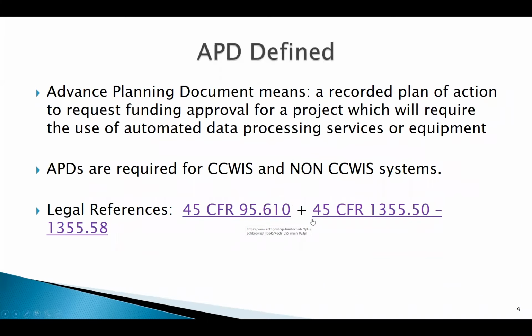So APD Defined: the advanced planning document is a recorded plan of action to request funding approval for a project which will require the use of automated data processing services or equipment. APDs are required for both CCWIS and non-CCWIS systems. And we wanted to provide the legal references. 45 CFR 95.610 are the APD regulations, and 45 CFR 1355.50 through 58 are the CCWIS regulations.